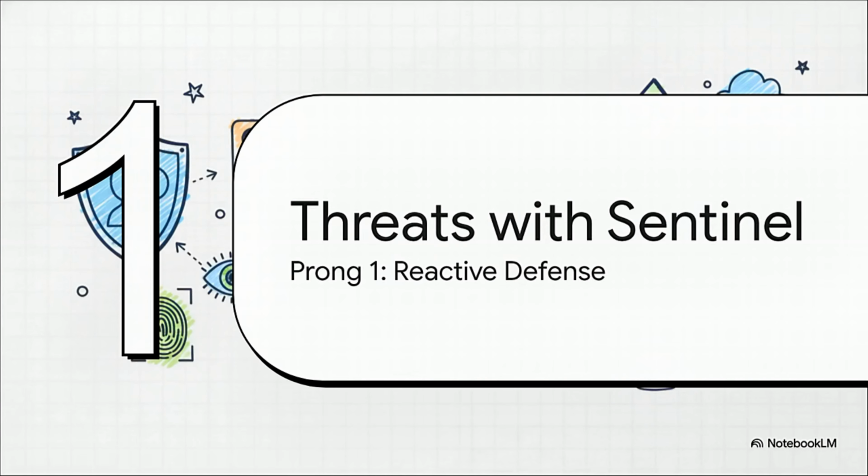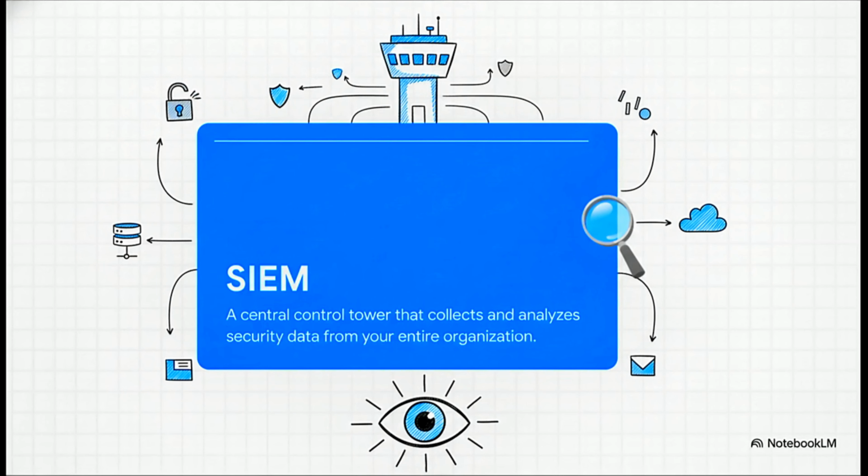Well, this brings us to the first prong of our defense strategy. This is the reactive side of things, using a tool like Microsoft Sentinel to actually see the threats that are active. Now, Sentinel is what's known as a SIEM. The best way to think about it is like this slide says, it's a central control tower. Its job is to be that one place, that single pane of glass that collects and analyzes security data from your entire organization, giving you a unified view of literally everything that's going on.